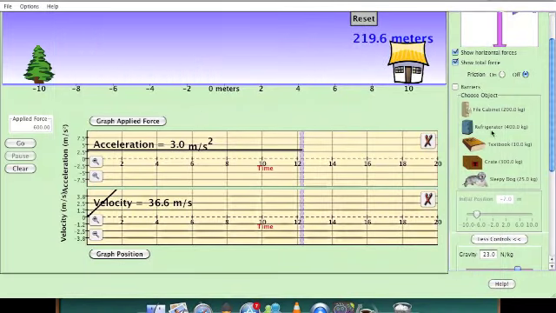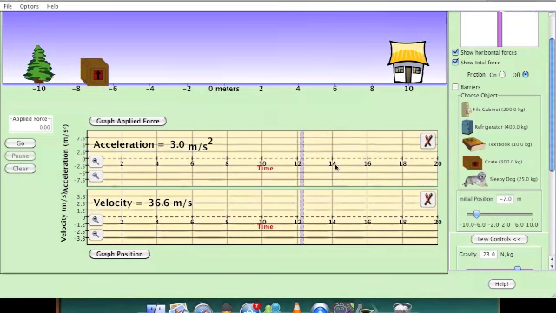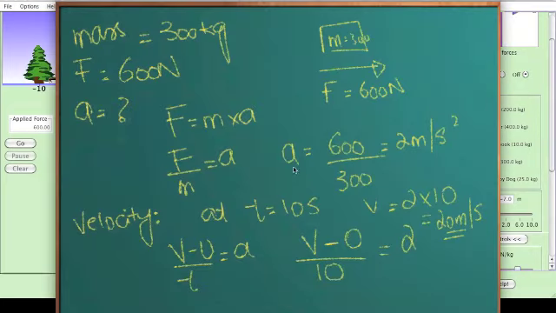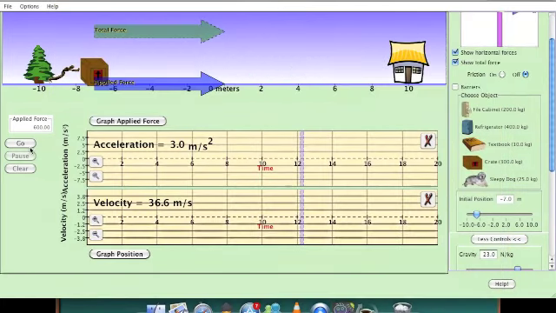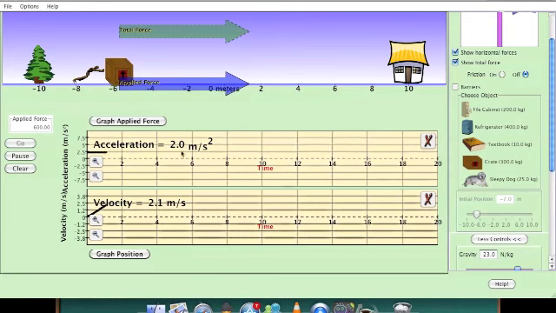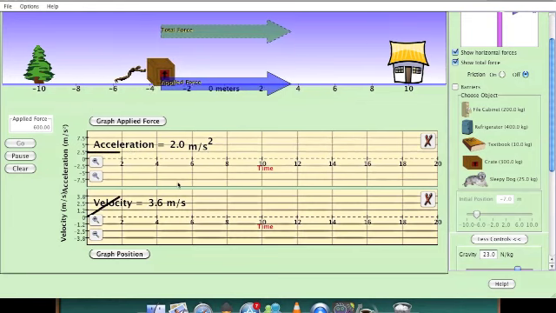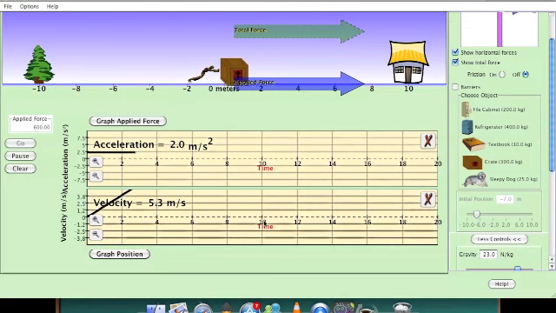So let's find out. Our mass was the crate here. Let's just clear this. We're taking this crate here, and we're applying a force of 600 newtons. We predicted the acceleration to be 2 meters per second square and the velocity at 10 seconds to be 20 meters per second. So let's find out. The acceleration is 2 meters per second square. Yes, that's perfect.